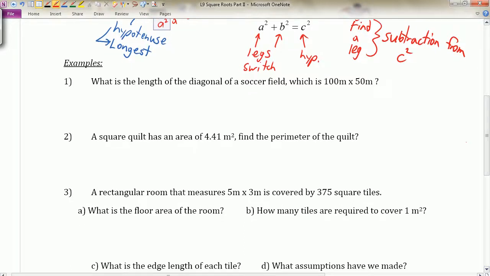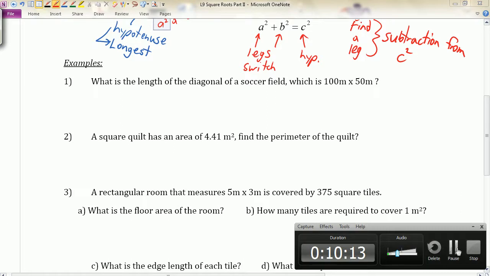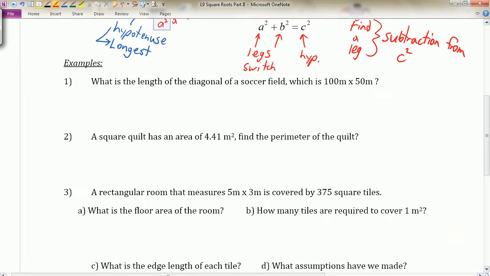Let's read the first question, please. Read the first question. Underline the important stuff. Go. Okay, so what you should have underlined is diagonal, soccer field, 100 by 50.